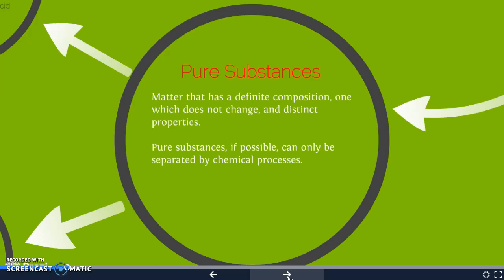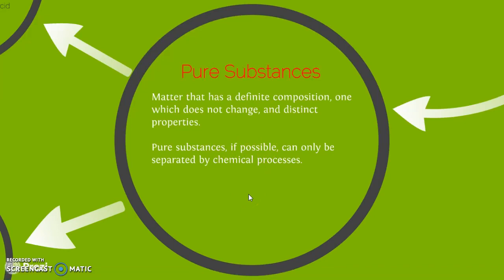Pure substances, if possible, can only be separated by chemical processes, and you're going to see why I have "if possible" there. Elements can't be separated at all, compounds can, so we'll get into that momentarily.